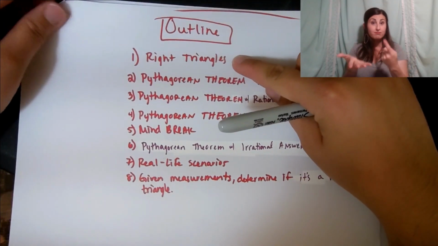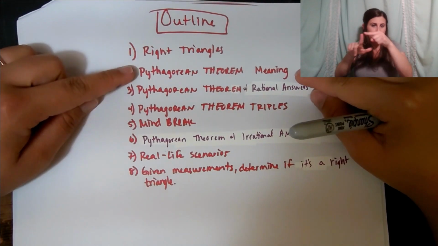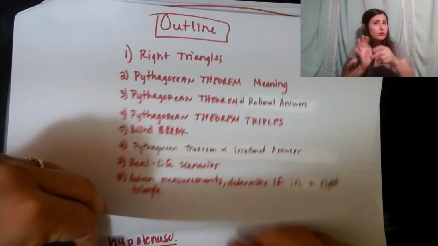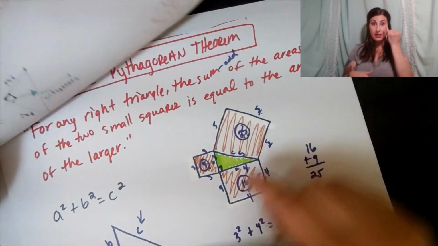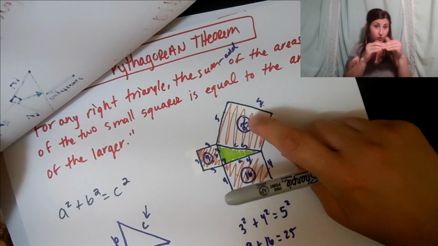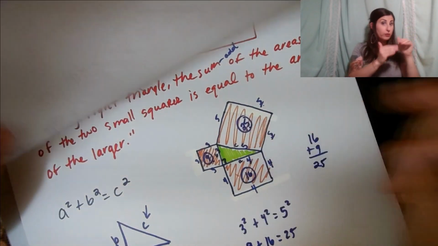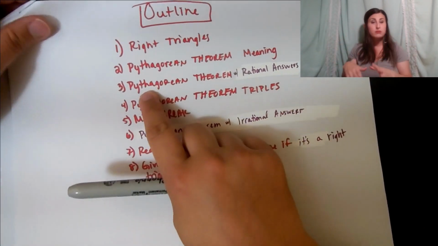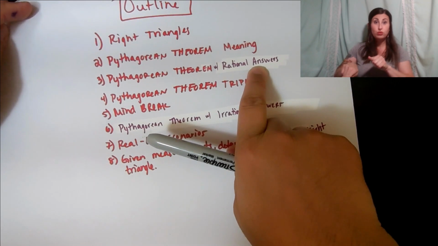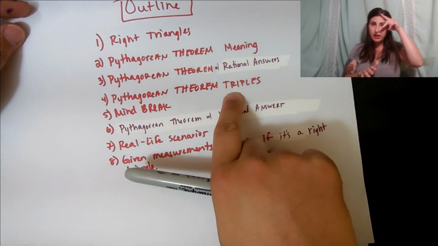All right, we talked a little bit about a right triangle, the legs and the hypotenuse. We talked about the Pythagorean theorem meaning. What that means is if I take the sum of the two small squares, it adds up to make the sum of this square. So 4 squared plus 3 squared equals 5 squared. Then we did some examples where we had rational answers. And it was just perfect whole numbers, which represented a Pythagorean triple.